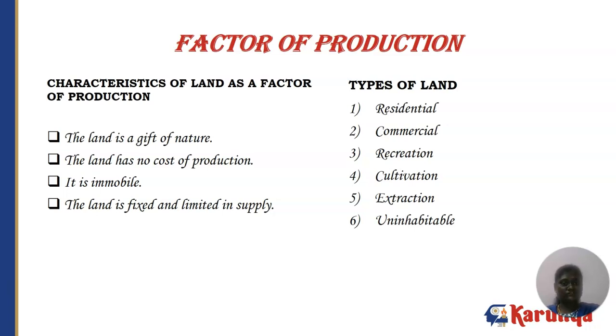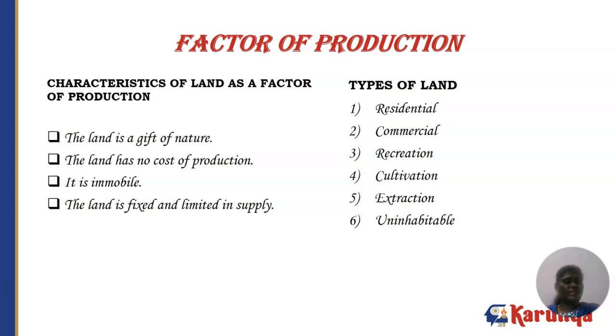The characteristics of land as a factor of production: land is a gift of nature. Land has no cost of production. It is immobile. The land is fixed and limited in supply. There are different types of land, that is residential, commercial, recreation, cultivation, extraction, and uninhabitable.